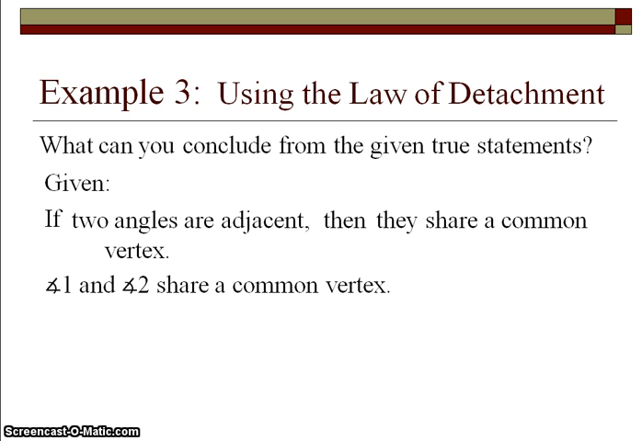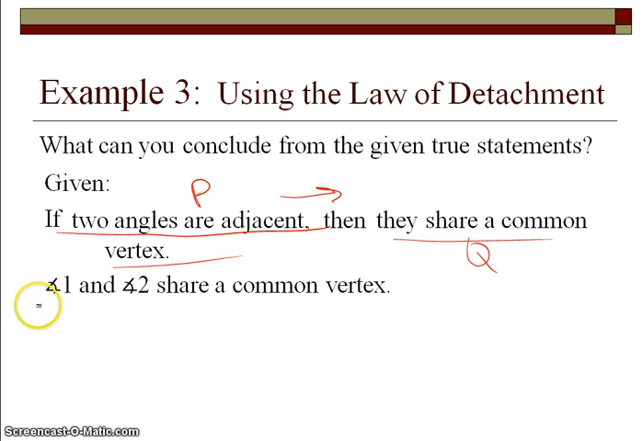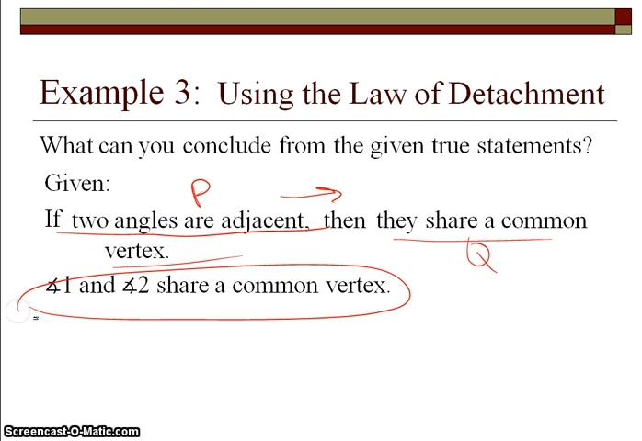Now, what about this one? What can you conclude from this? If two angles are adjacent, so here's my P, this is my hypothesis, then they share a common vertex. Here's my Q, here's my conclusion. Well, I'm telling you 1 and 2 share a common vertex. Now, if you will recall, the law of detachment tells us first you've got to have a valid if P then Q. Then you've got to show that P is true. Well, what is this? 1 and 2 sharing a common vertex is Q. It's the conclusion. It's not the hypothesis.